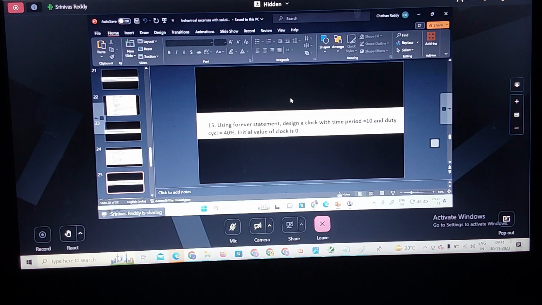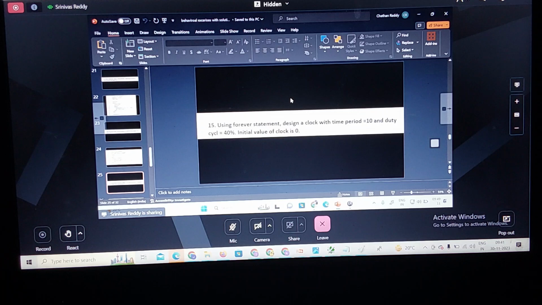What loop they are asking to do? For clock period of 10. But duty cycle of how much? 40%. So duty cycle 40% means what? T on should be 60 or 40? T on should be 40 and T off should be how much? 60. Correct? 40% duty cycle means T on should be 40 and T off should be 60.